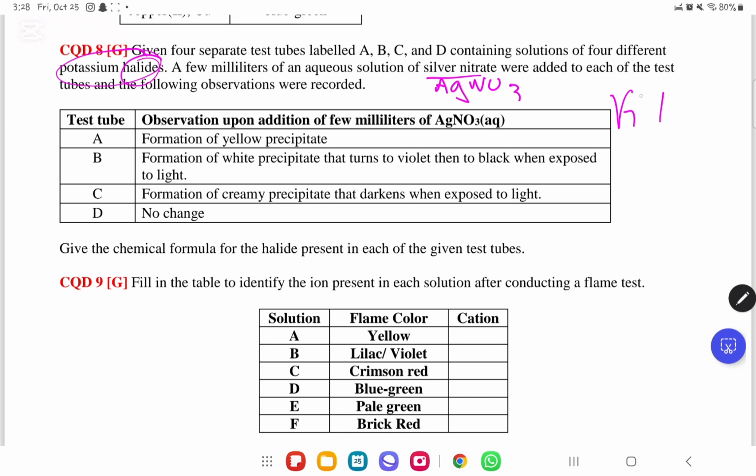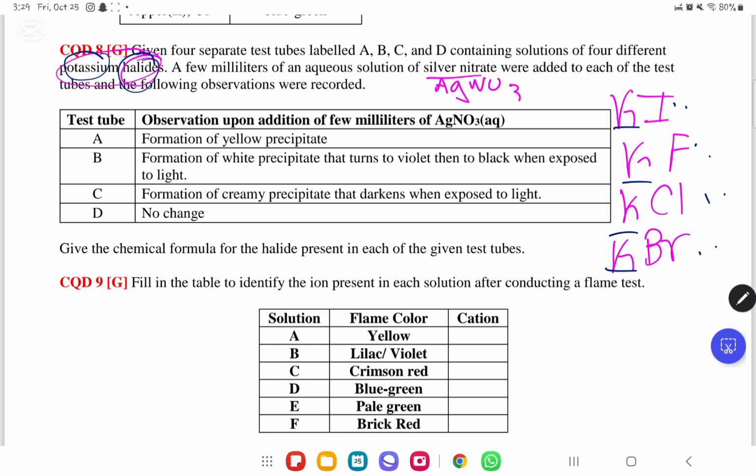Then we have KI, then KF, then KCl, and then KBr. You're saying, how did you get it? Potassium is K. And remember, the halides are I, F, Cl, Br: I minus, F minus, Cl minus, and Br minus. One note, F does not react with anything, so it doesn't react with K, and it will not react with anything.